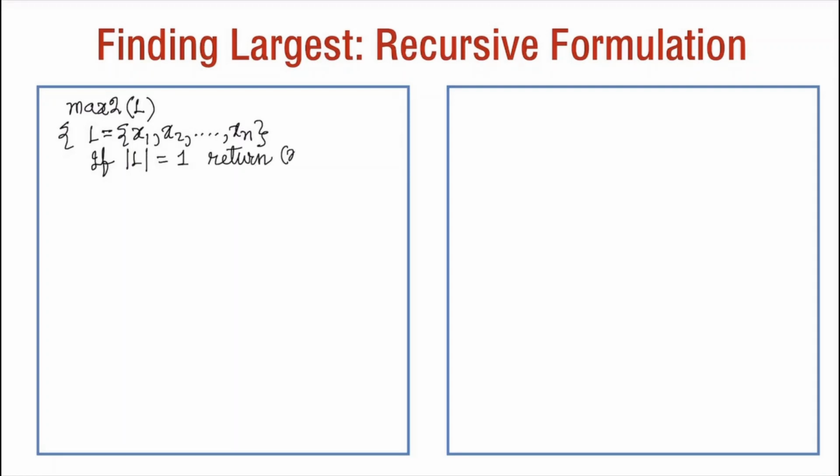So now we start writing a more generic recursive definition for this problem. That means let us try to write Max2(L), and let us assume L is equal to x1, x2 up to xn. So this is what L is. Our base condition is the same. If size of L is equal to 1, return x1.